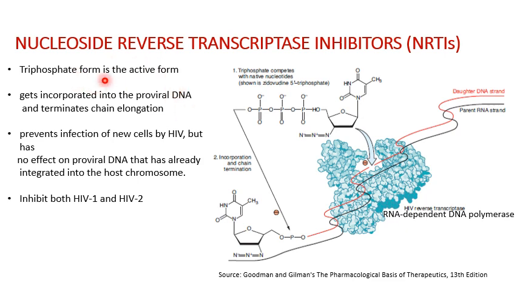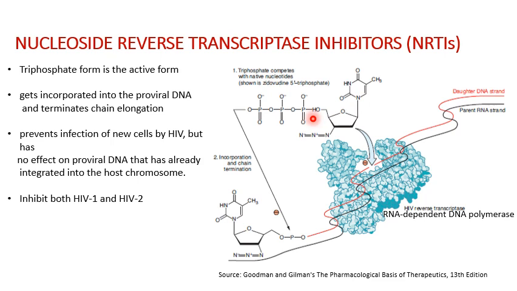Here these are all nucleoside analogs, either purine analogs or pyrimidine analogs, so they are not active as such. They have to be phosphorylated, or converted into a triphosphate form, and this triphosphate form is the active form. You can see the mechanism of these NRTIs. This is the triphosphate form of the NRTI. Suppose it is zidovudine, then it is zidovudine triphosphate. This is the structure of zidovudine triphosphate, and this is the active form. We call it the anabolite.